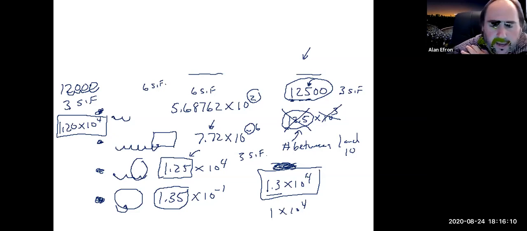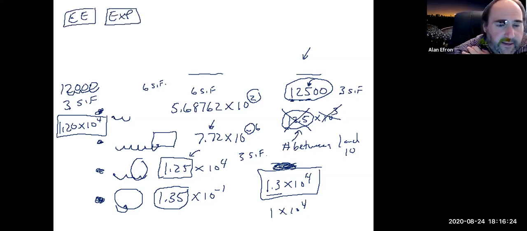Now, when we do calculations, it's really important to know how to type it into your calculator. So again, on your calculator, you have an EE button. It's actually your exponent button, an EXP button, and some of you may have a times 10 to the n button.